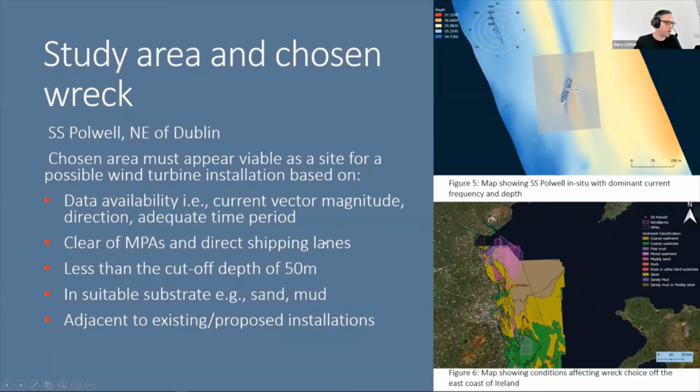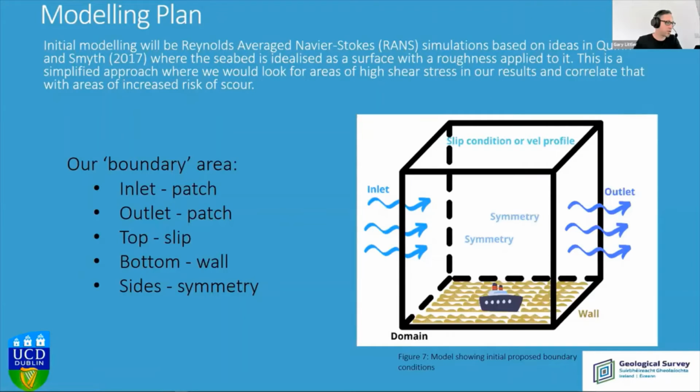So our initial modeling plan will be a RANS simulation based on a paper by Quinn and Smith. We're using an idealized surface for the seabed, so a roughness will be applied to that. It's a simplified approach, and we just find where the high areas of shear stress are. So we've got the inlet and outlet will be patch type, slip condition on the top wall, down the bottom, and symmetry either side.